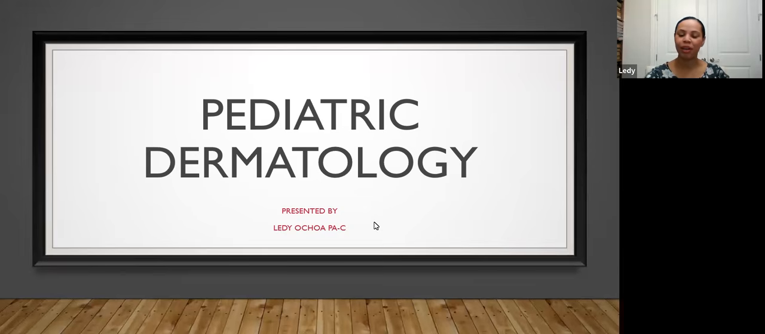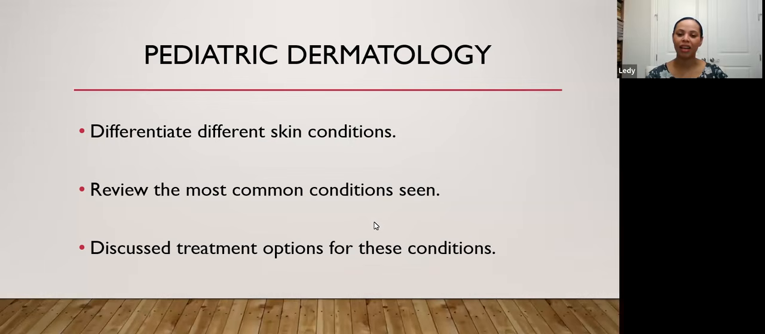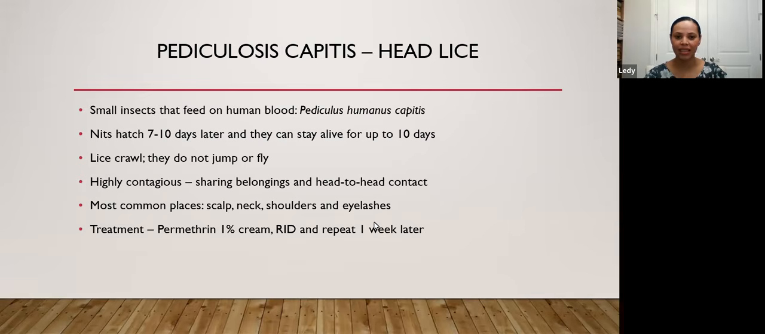I hope you guys were able to see my part 1 and you got a lot of information from that. So we're going to get started. A little continuation of part 1: we're going to continue differentiating different conditions. We're going to see a lot of different things, and we're also going to discuss some treatment for those conditions. We're going to start with our first case, which is going to be head lice.